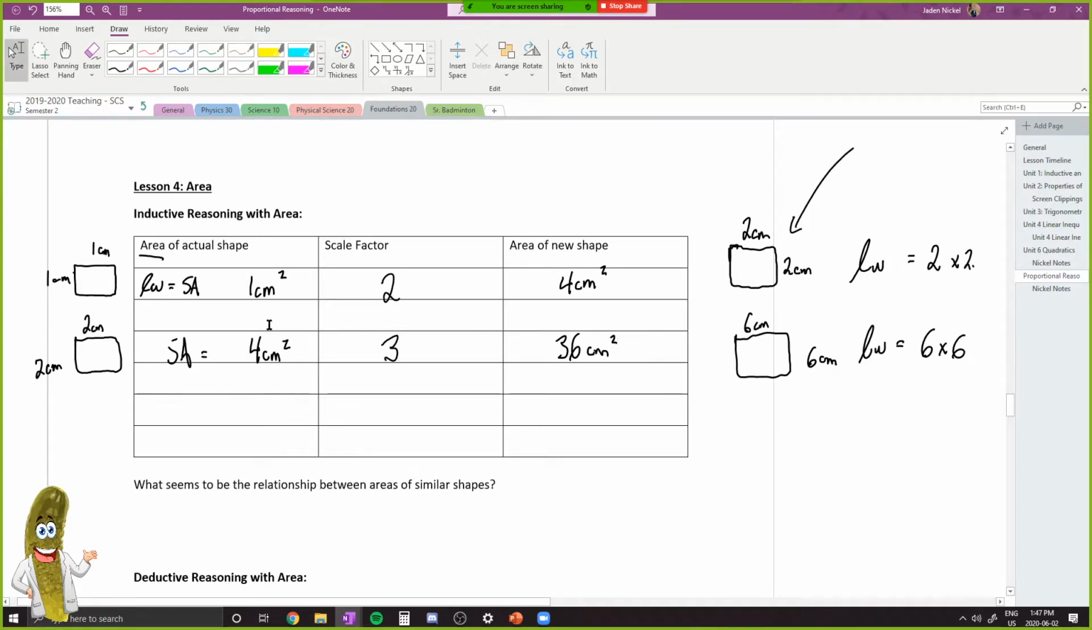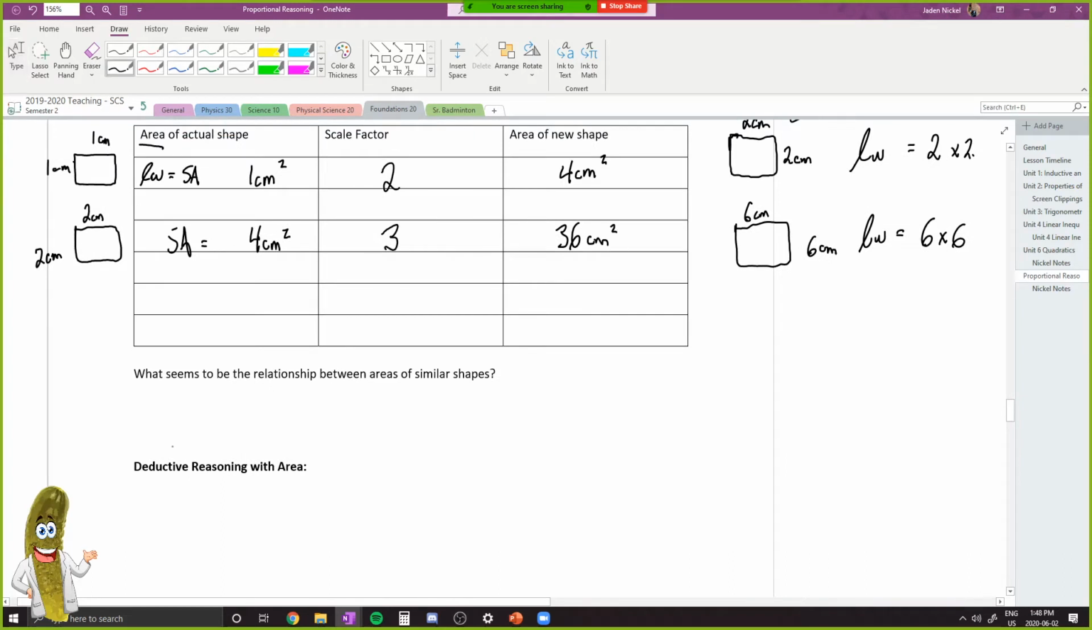So again, I see an area of the actual shape of 4 and then the area of the new shape of 36. Again, I know that like 4 goes into 36, but other than that, there doesn't seem to be much of a pattern that's going on here. Maybe some of you have identified what the actual pattern is already. And if you have, awesome, great work. But right now, me just looking at this, I don't totally see like what the pattern would be. I don't see anything that exists yet. So let's do a third one.